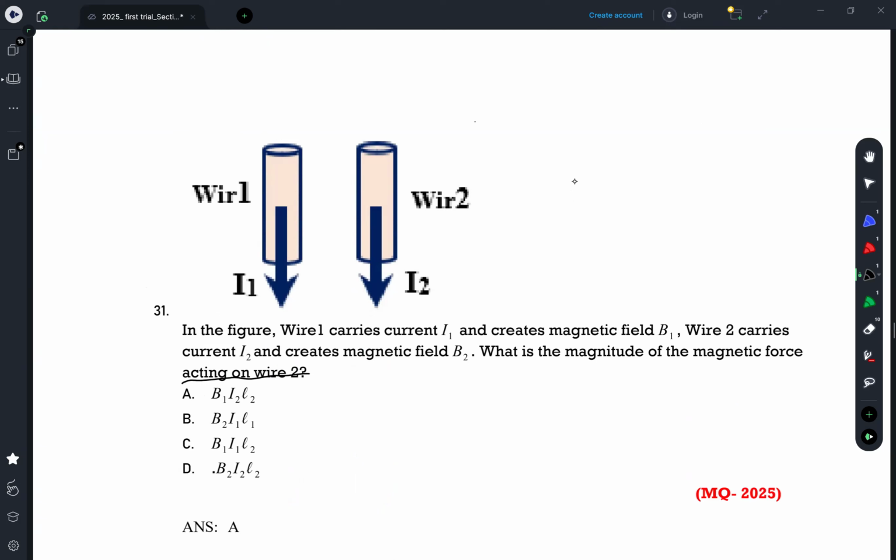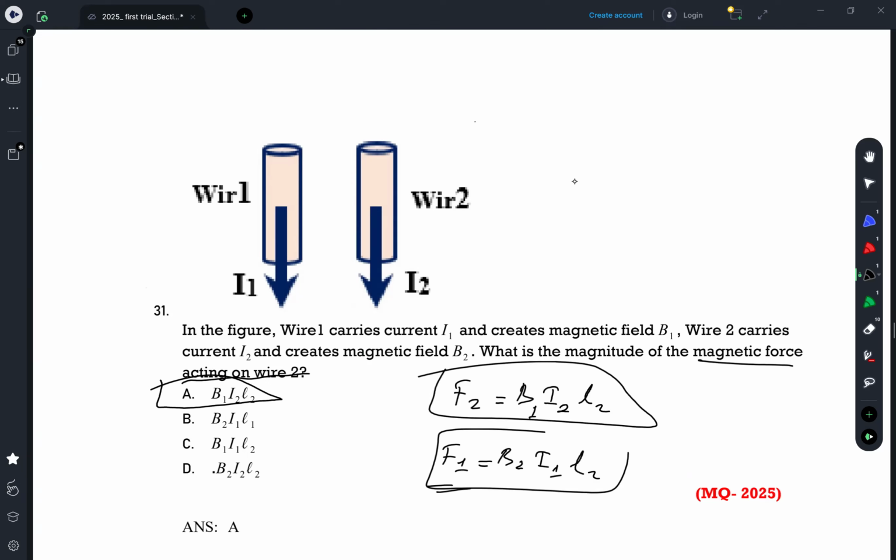When we are writing the magnetic force on wire 2, that is F2, the length must belong to the second wire, and the current must belong to the second wire, but the magnetic field must belong to the first wire. B1, I2, L2 is going to be the answer. If you are going to write the force acting on the first wire, the electric current belongs to the first wire, the length belongs to the first wire, but the magnetic field belongs to the other wire, B2. If F1 is asked, it's going to be this way. If F2 is asked, it's going to be that way.